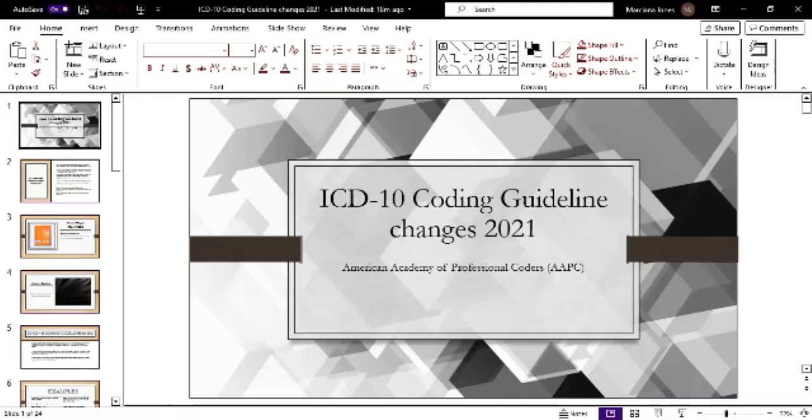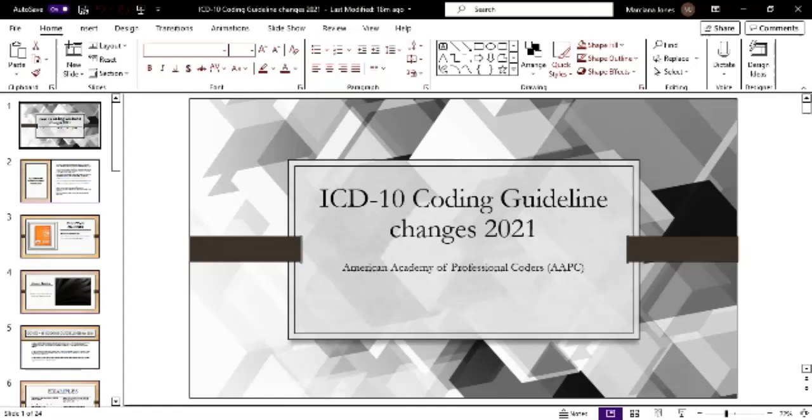And of course, you guys know every October, the ICD-10-CM, ICD-10 book comes out for the next year. So in October of this year, which is 2020, the 2021 ICD-10 book was released. And also in January of each year, the HCPCS and the CPT new version drops. So I just want to give you guys a heads up.